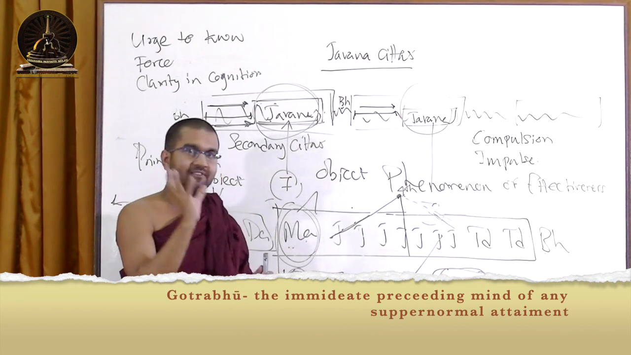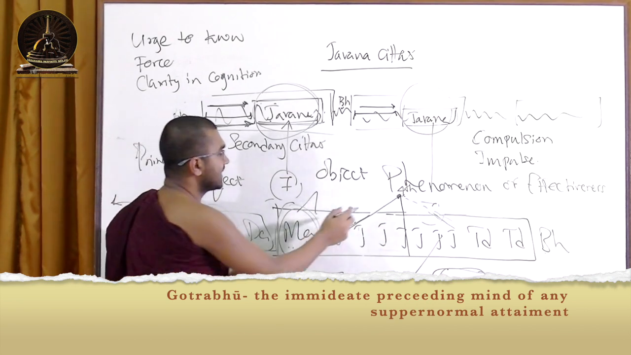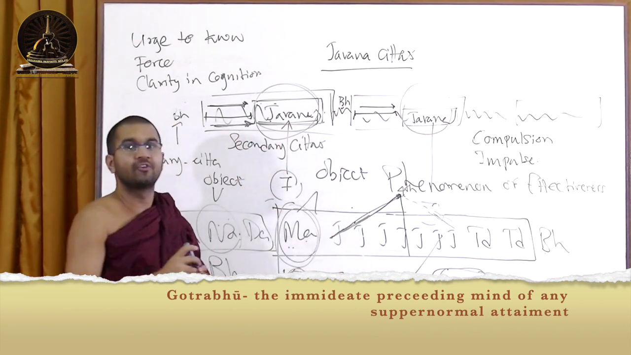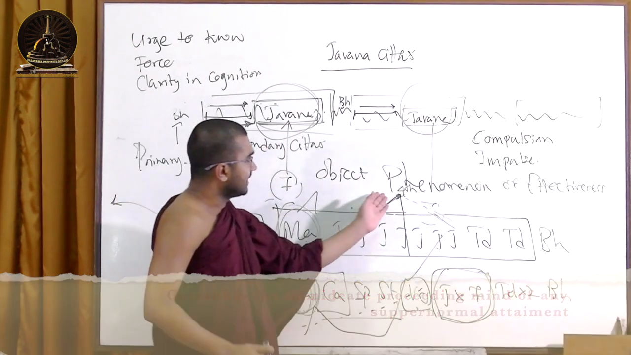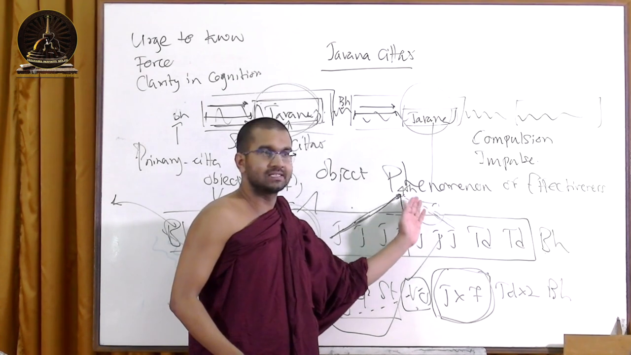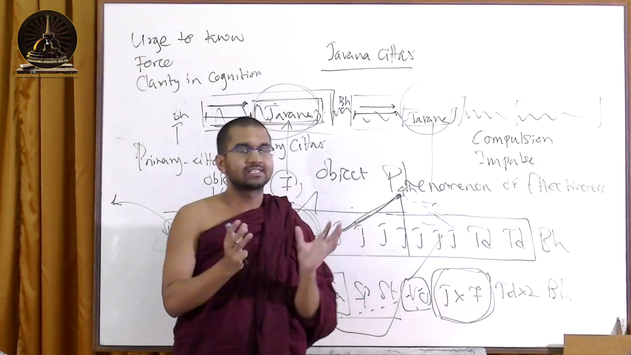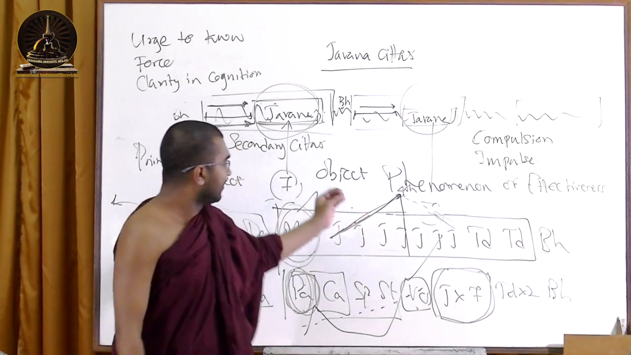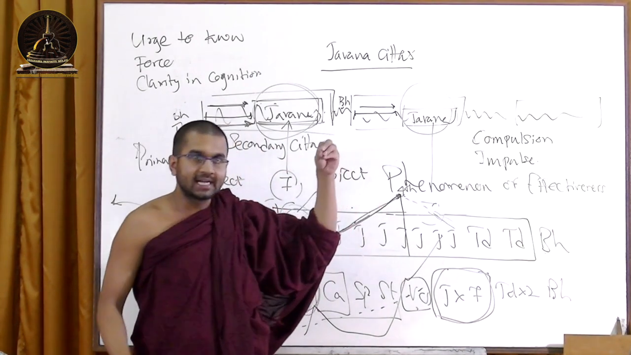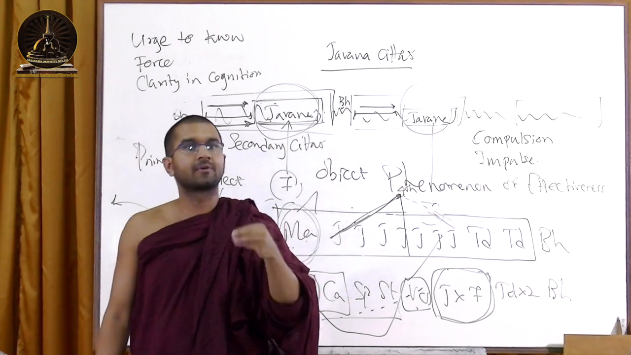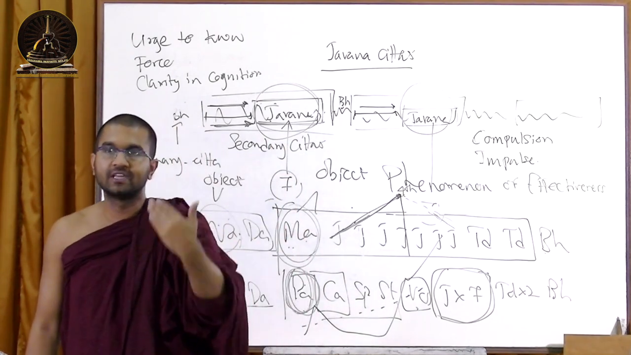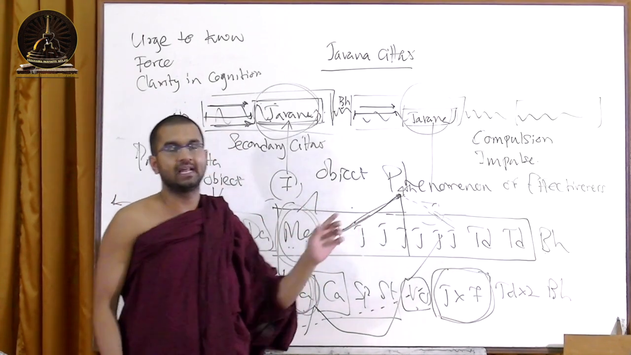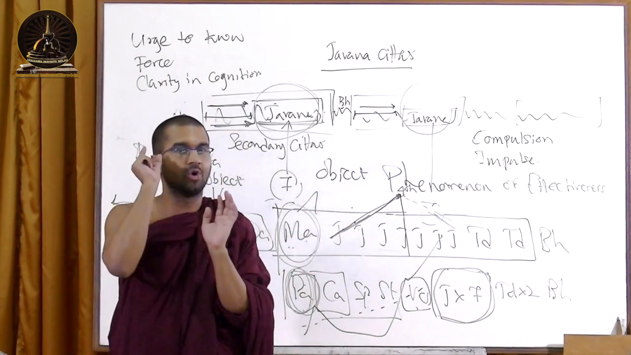This citta which facilitates the attainment has to happen while the javana is growing, the period of growing. It means when it comes to the fallen level of the javana, this gotrabhu citta cannot happen, because when it is in the decreasing part of the javana process, it cannot support the attainment. So normally they have discussed to that level, I'm talking about the moment of attainment.